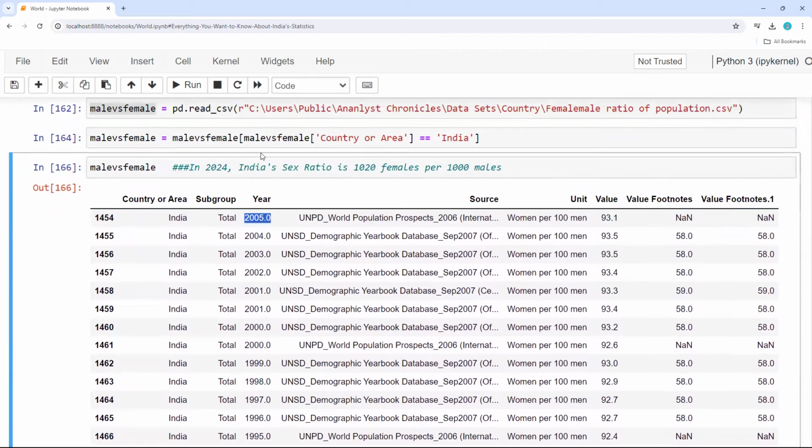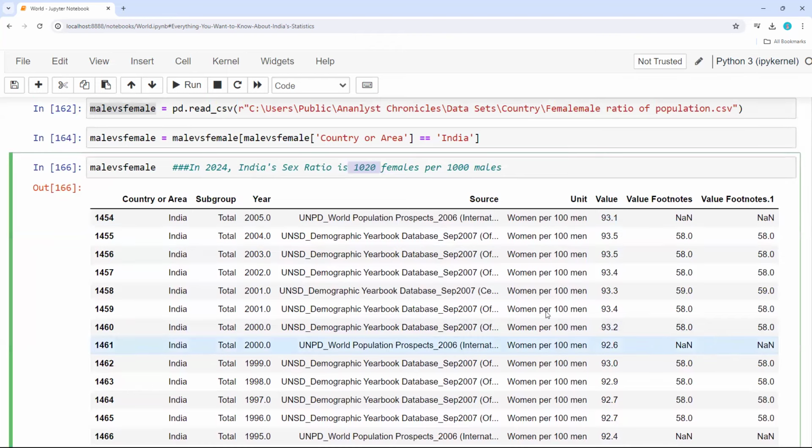But if I look at the latest data, in 2024, for every 1,000 males we have 1,020 females. This is the latest information, but my data set only has data till 2005, though I thought of including the latest information also. So in 2024 it is good, only 20 more. There are fewer males for every female: 1,020 females are there, but only 1,000 males.